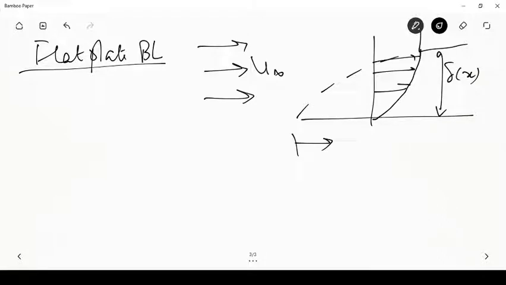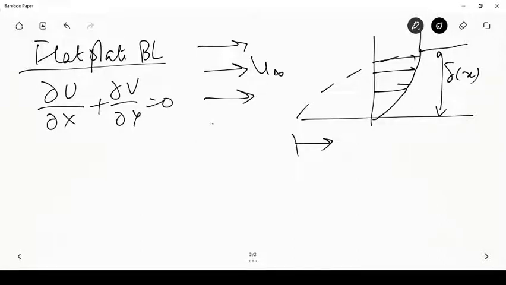If we look at the orders of magnitude of the various quantities in, for example, the continuity equation, you write the continuity equation in non-dimensional form: del u by del x plus del v by del y equal to 0. In this, capital U is nothing but u by u infinity. So U, which is u by u infinity, varies from 0 to 1 in this region. So this is of the order of 1. So U is of the order of 1.